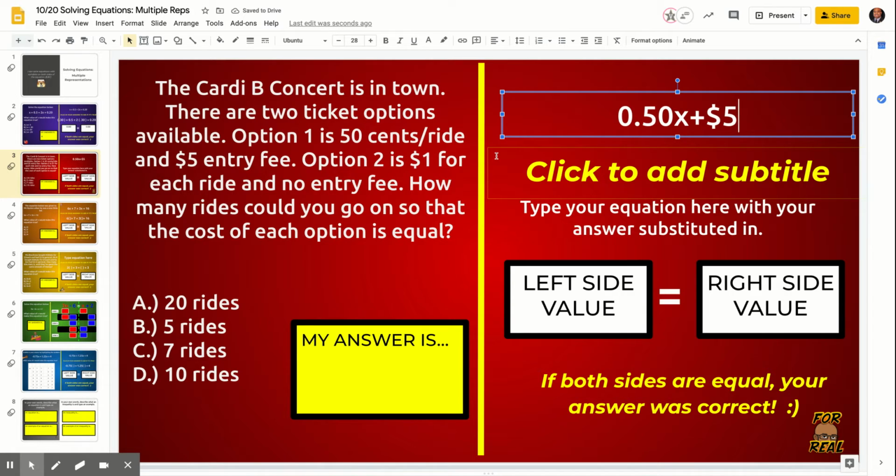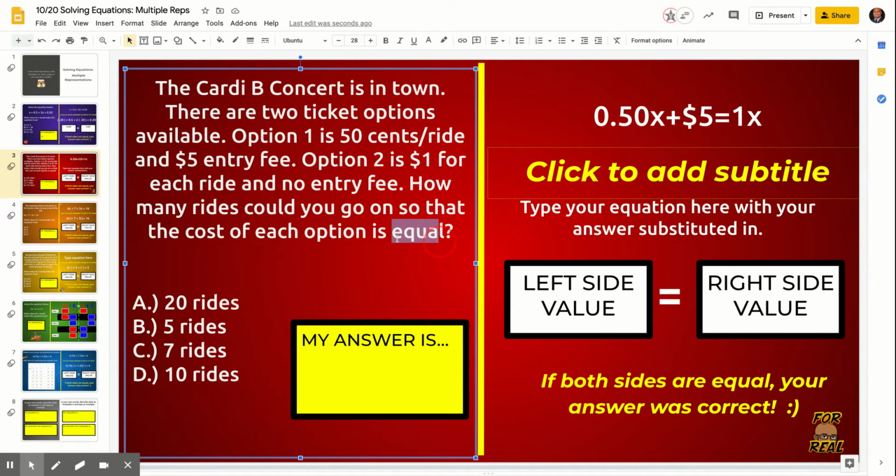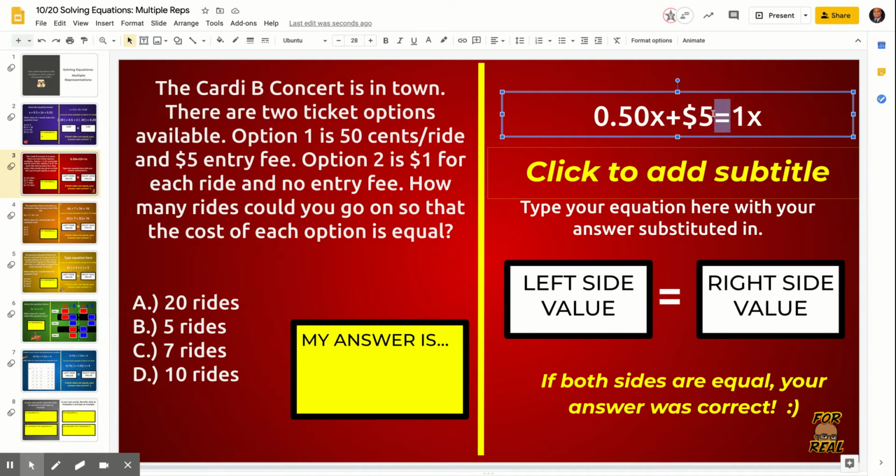All right. The other side of our equation is going to be option 2, which is $1 for each ride and no entry fee. So that's just 1x. How many rides could you go on so that the cost of each portion is equal? So that confirms that this is an equation. So now you just plug in one of these until you are correct.